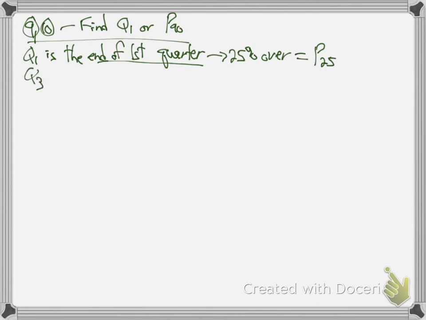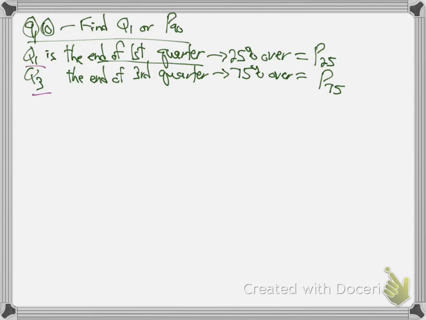So that's what Q1 is. So for example, what would Q3 be? It's the end of the third quarter. So if they asked you to find Q3, the game at the end of the third quarter, the game is 75% over. In other words, it's the same as P75. So the first thing I want you to realize is when they give you Q1 or Q3, they mean the end of the first quarter or the end of the third quarter, which is 25% of the way through the data or 75% of the way through the data.